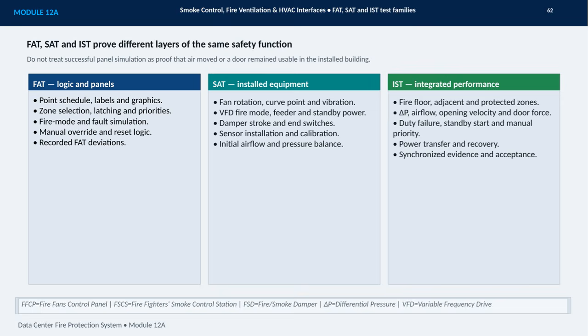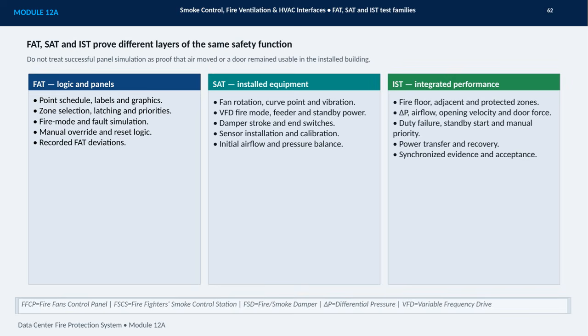SAT, or site acceptance testing, verifies the installed equipment. The team checks fan rotation, performance and vibration, VFD fire mode, feeders and standby power, damper travel and end switches, sensor calibration, and the initial airflow and pressure balance.